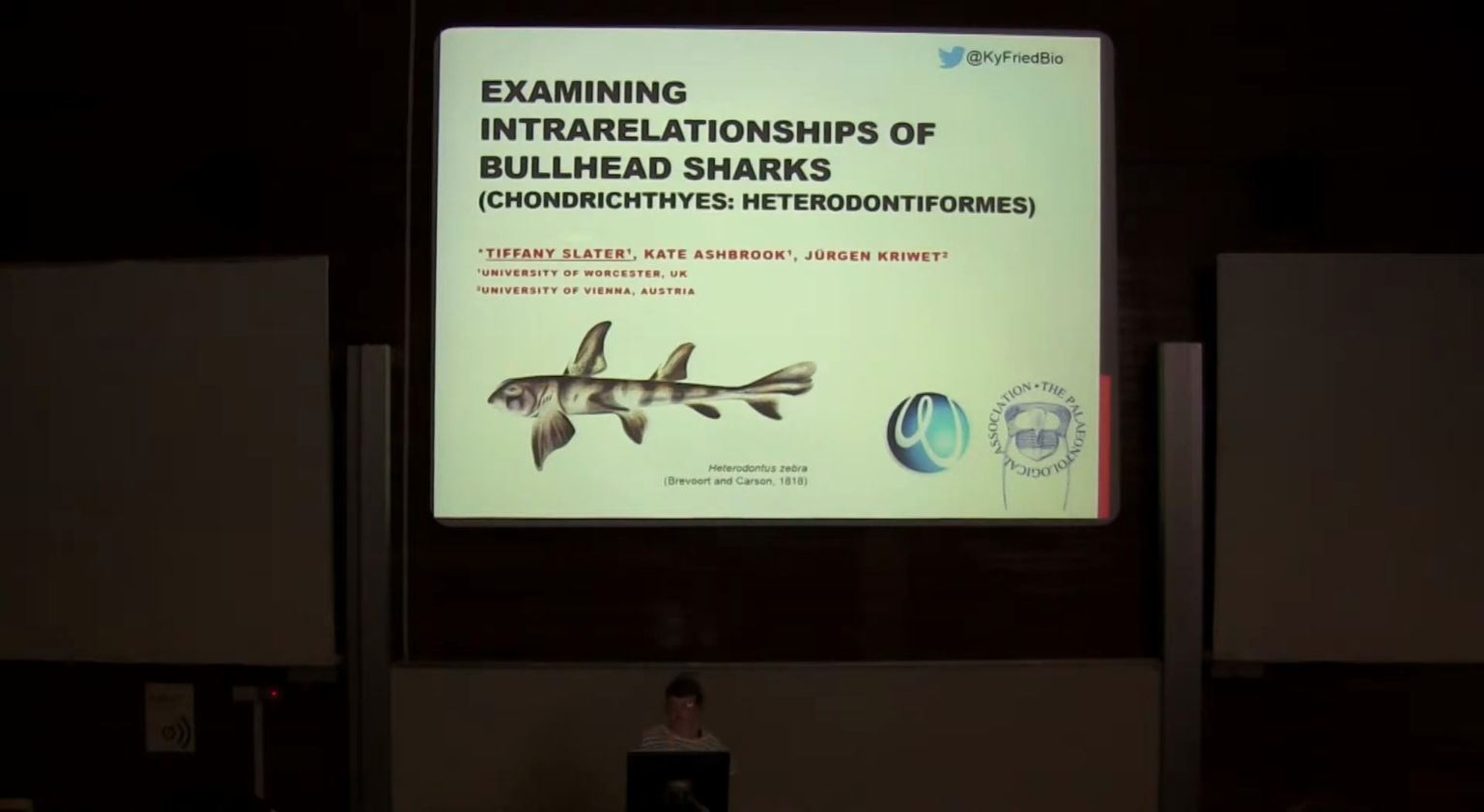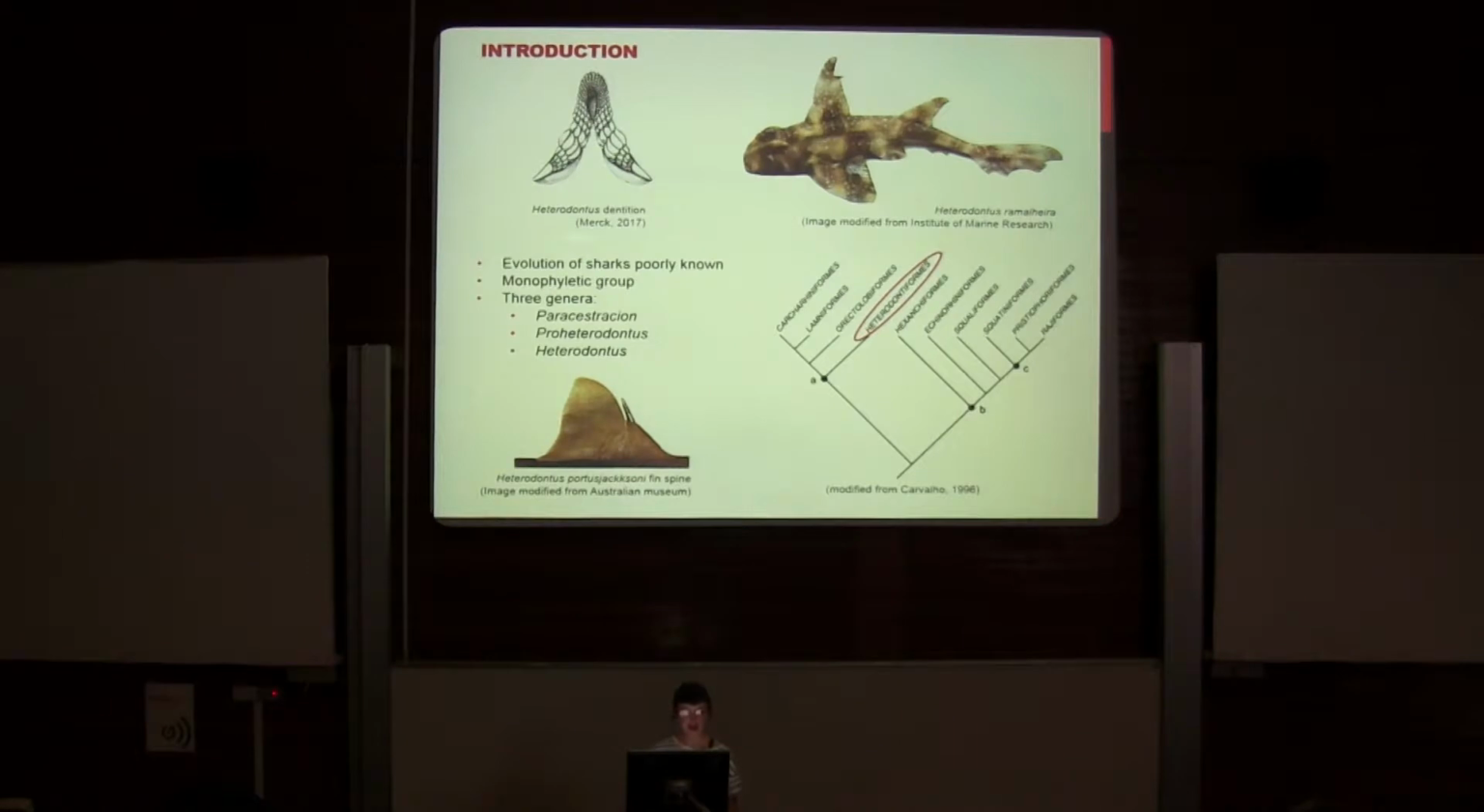I'm going to talk to you a bit about some primitive sharks called bullhead sharks. And bullhead sharks are very primitive, as you can see by their two dorsal fin spines. They also have a very curious durophagous condition. Although the evolution of sharks is very poorly known because they have a cartilaginous skeleton and there's a preservational bias towards teeth, they are known to be basal to Neoselachii, which are modern sharks, rays, and skates.